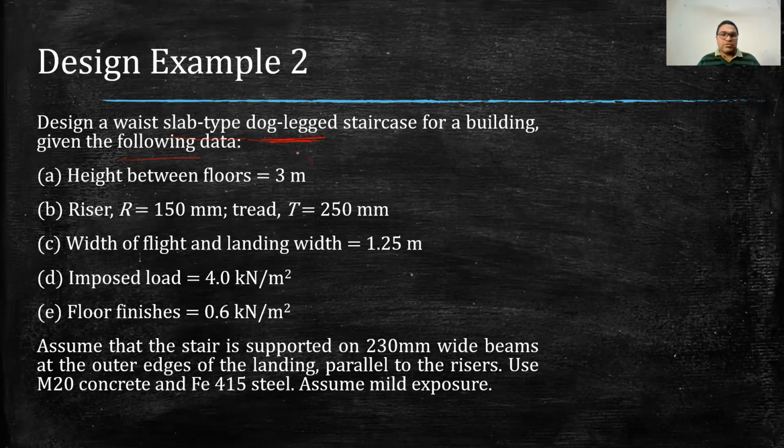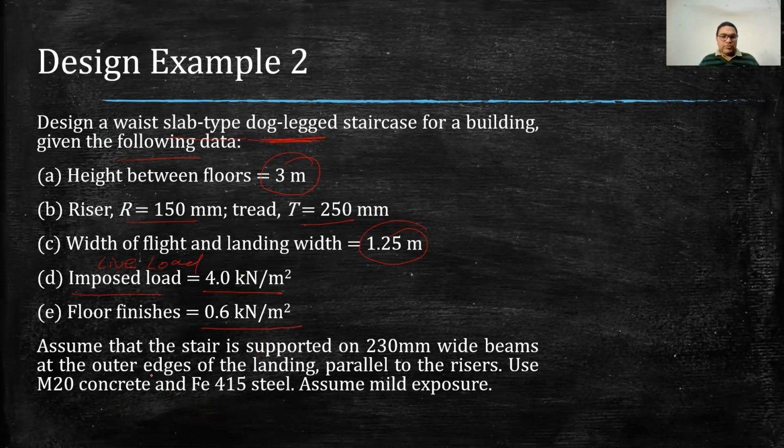Height between the floors is 3 meters, it is given, and the riser that we are going to use will be of 150 mm, and the tread will be 250 mm. And width of flight and landing width will be the same, which is 1.25 meter. And imposed load, this imposed load is basically the live load. So live load is given, which is 4 kilonewton per meter square, and floor finishing is also given, which is 0.6 kilonewton per meter square.